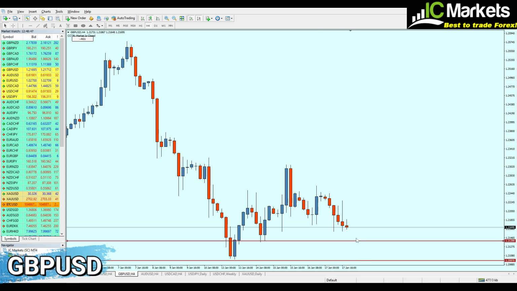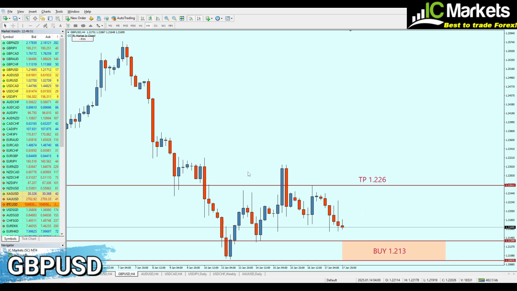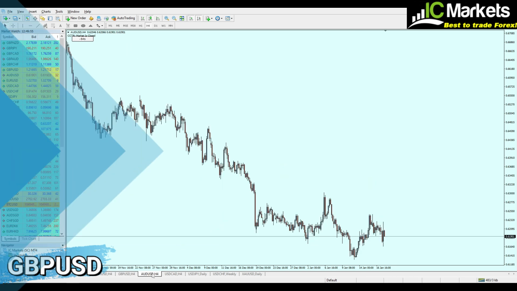41 pips, targeting the highest level of a real resistance, which is the nearest 1-hour entry at 1.226, expecting around 121 pips of profit against 42 pips of a safe zone. And that's all for the pound USD. Let's now move to the AUDUSD.